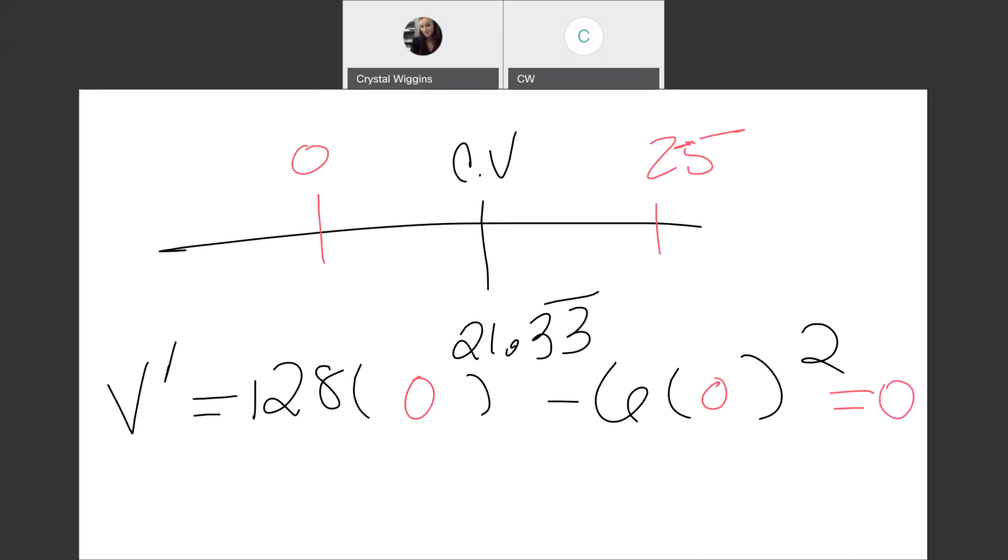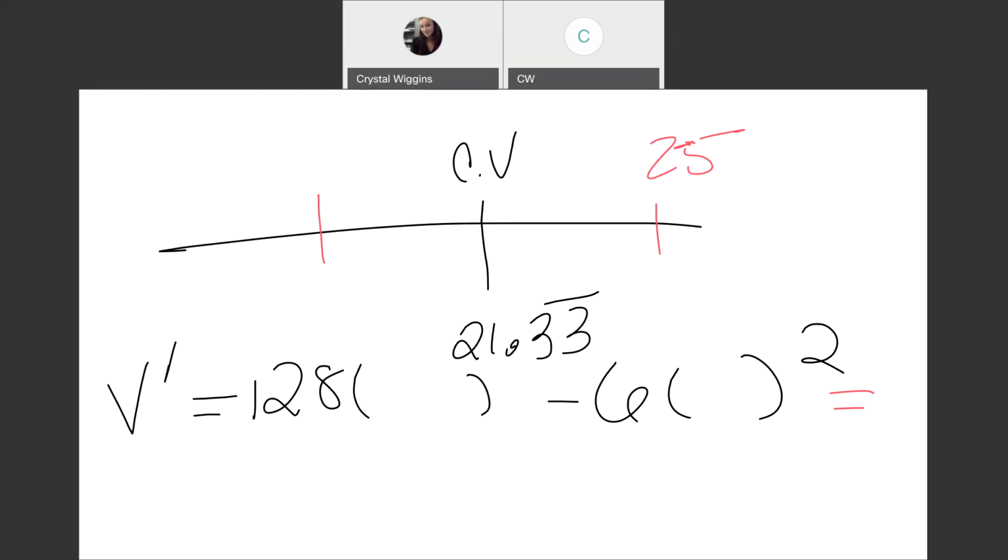So what does that mean? Well, that means that 0 is also a critical value. Oh no, 0 was the other critical value, so we can't use that. It's not going to tell us positive or negative because it's one of the critical values. It's a min, max, or inflection.